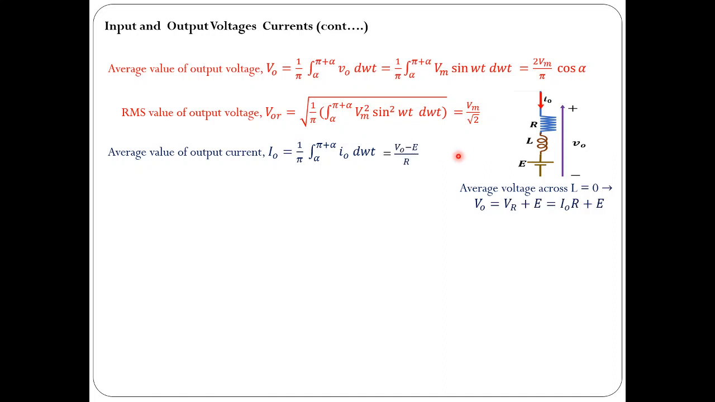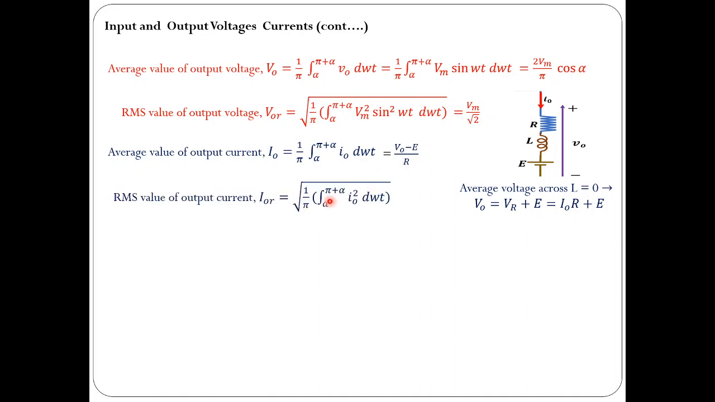Usually for the RLE load, the average voltage across the inductor is 0. From that you will get this result: the average value of voltage across the load is equal to the average value of voltage across the resistor plus the battery voltage, and the voltage across the inductor is 0, so no need to consider that. The voltage across the resistance is equal to I naught into R. So I naught into R plus E would be V naught. From this expression you will get I naught equal to V naught minus E by R, where V naught is the average value of output voltage, E is the battery voltage, and R is the resistance value. This way one can compute the average value of output current directly.